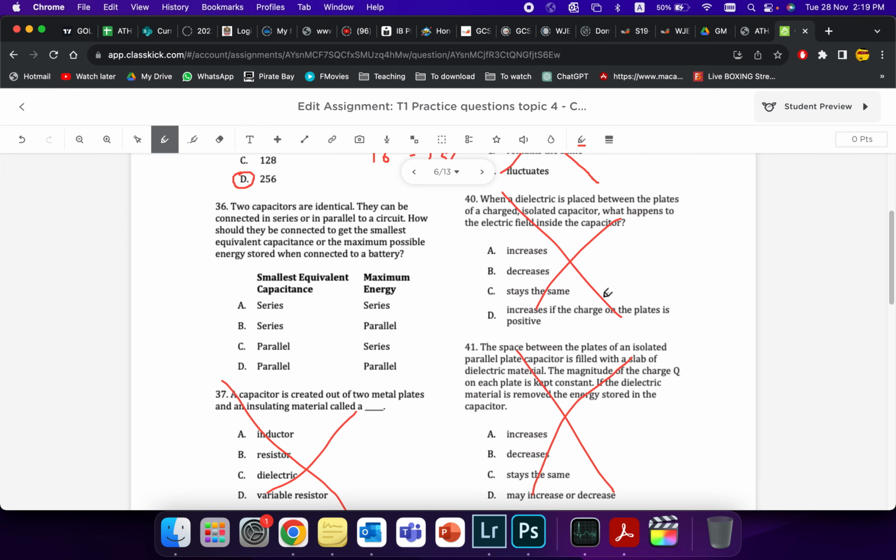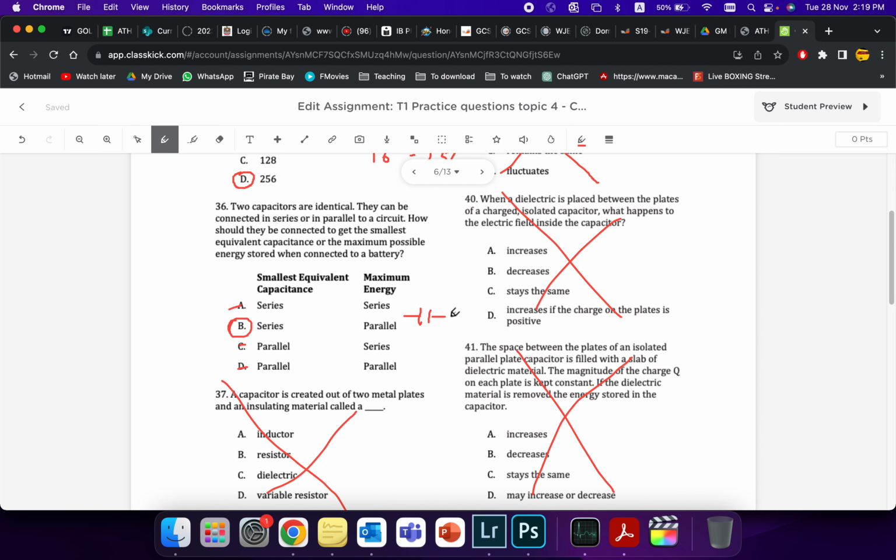Now, the final question here. Two identical capacitors, they're in series or in parallel. How should they be connected to get the smallest capacitance or the maximum energy? If you remember, capacitors in series get smaller. So C and D are out. And if you want to get the most energy, it means you need more space, as in more capacitance, then you can store more energy. So that means it should be parallel. So A is also out. So that means B is the best answer.